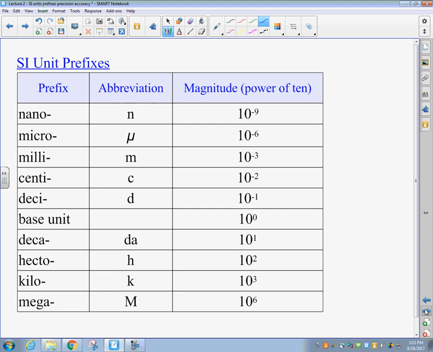Then you have your base unit in the middle of the chart, and then below the base unit you have all of your prefixes that are larger than 1. The most common one of these four we use in chemistry is kilo, either referring to mass, kilograms, or distance, kilometers. Kilometers is represented with a lowercase k and has a magnitude of 10 to the third. For example, 1 kilometer would be 10 to the third meters.